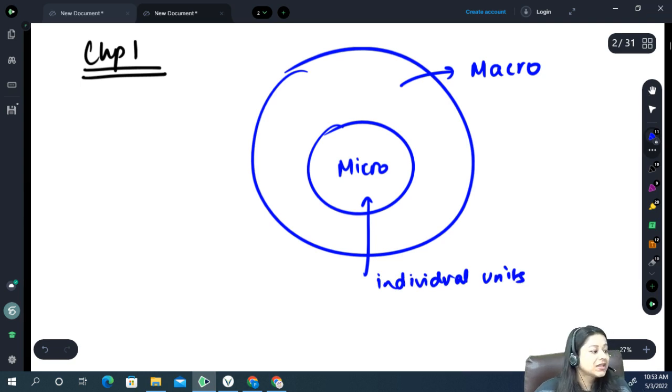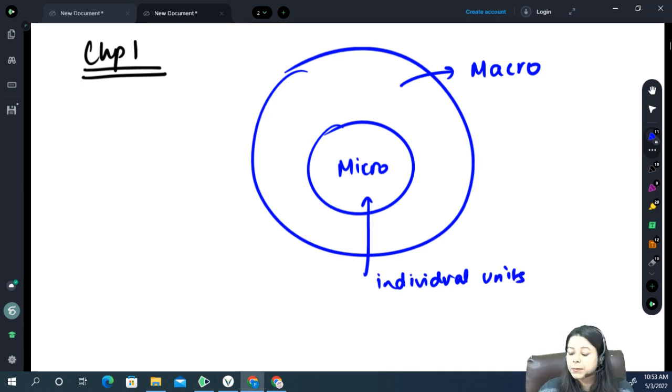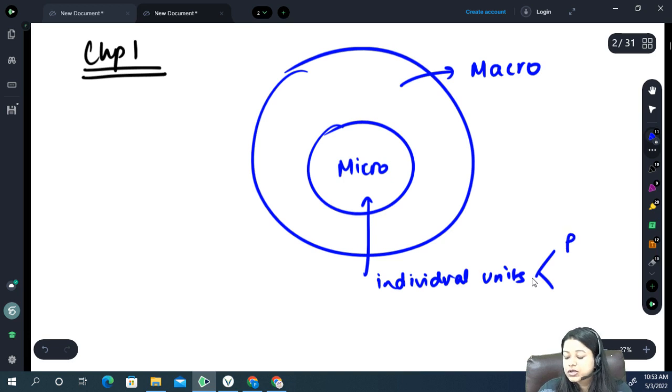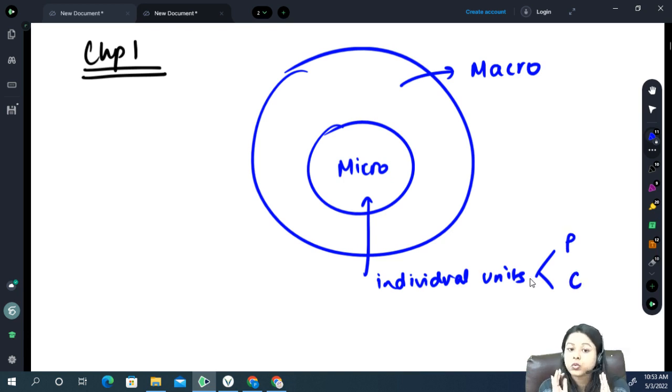Now, why am I saying decision-making units? There are producers and there are consumers. A producer is making a decision on what to sell or what to produce. A consumer is making a decision on what to consume or buy. When I say I want to have puchka, you might want to have a packet of chips. So it depends on you. It's your decision what you want to consume, what you want to purchase, right?